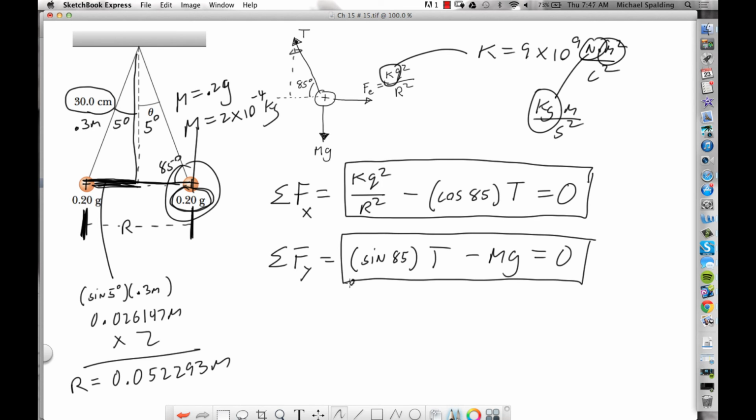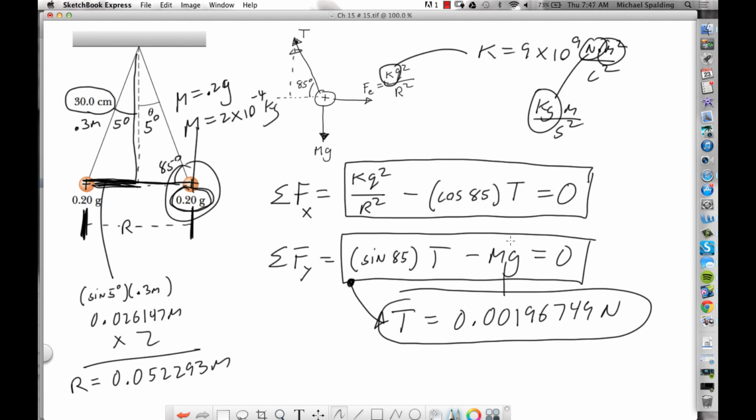All right, so solve for T. You can take this equation. Look, we got m. m is 2 times 10 to the negative 4th. g is 9.8. When you solve this for T, you should get, and don't round this, 0.00196749. That's good enough. You don't want to round it because you'll get rounding error. So then take that tension and plug it in up there, and now you can solve for q, which is what the question wants.